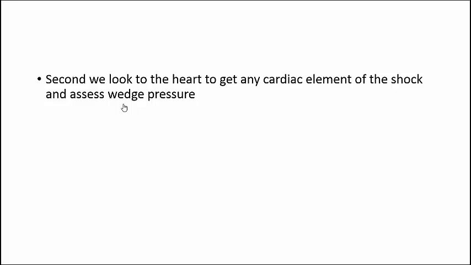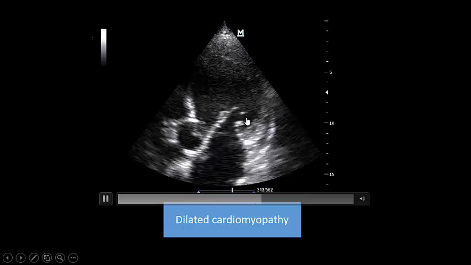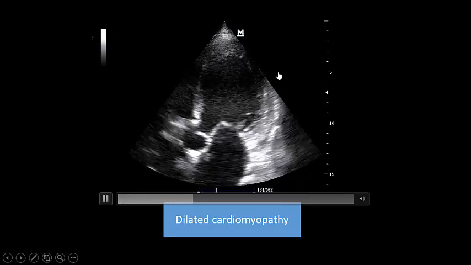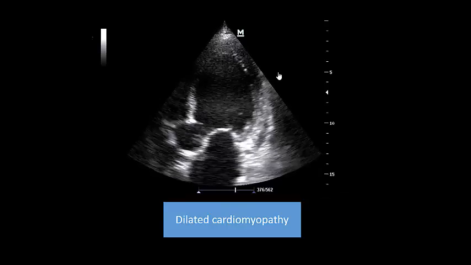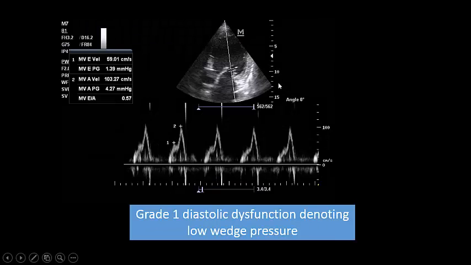We look to the heart to get any cardiac element of shock and to assess the wedge pressure for a shocked patient to follow in the management later on. Here is the heart of our patient. This is a 5-chamber view. You see here, it's 20% ejection fraction by visual assessment. It is ischemic dilated cardiomyopathy. What is the diastolic function? Grade 1 diastolic dysfunction, A wave less than E wave, and this denotes no much rise of wedge pressure.